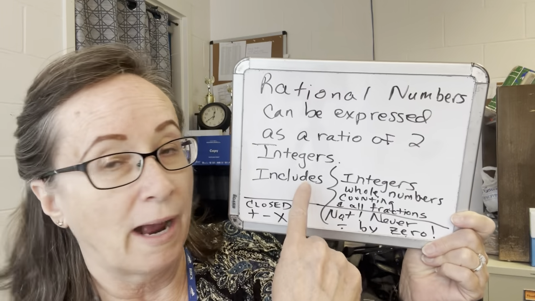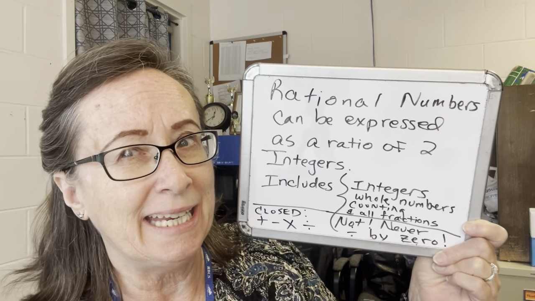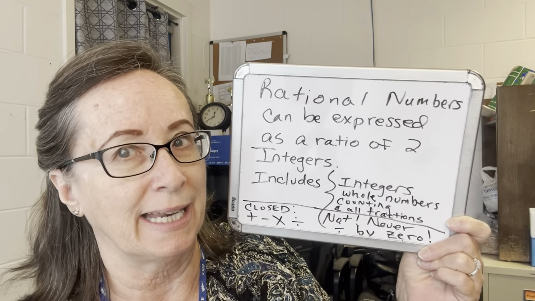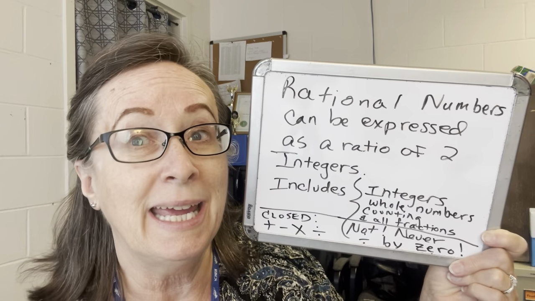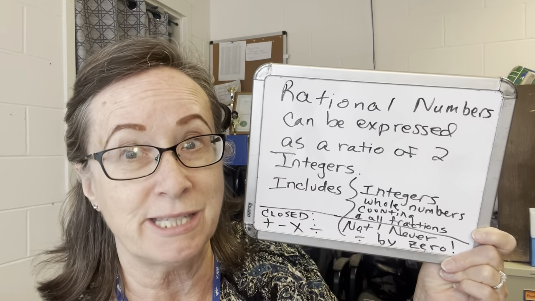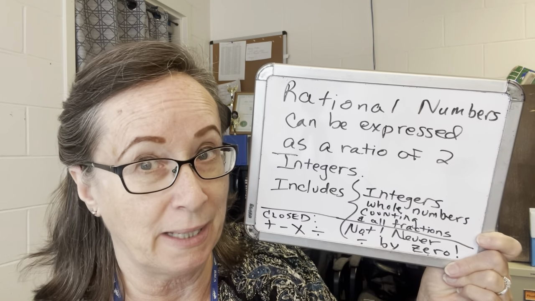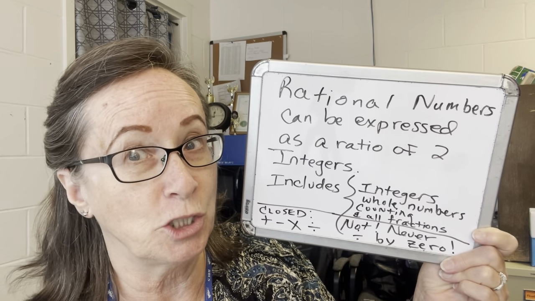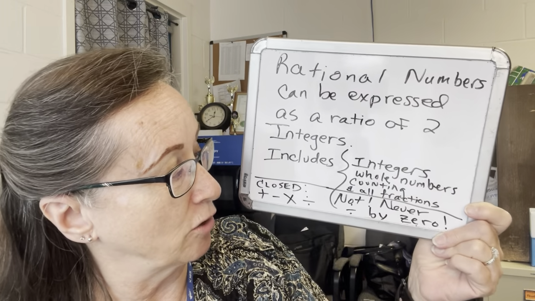So rational numbers include any number that could be written in a fractional form, even if it doesn't happen to be in a fractional form when you see it. Could it be in a fractional form? Could you express it in a fractional form?